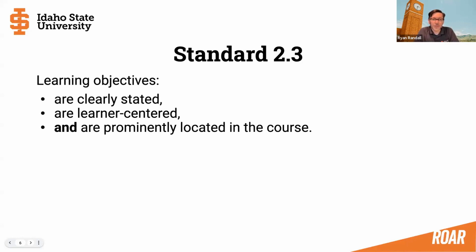And as far as locating objectives prominently in the course, you want to make sure to include them at points of the course in the learning management system where students are most likely to perceive them. So for course level objectives, you might have them in the course introduction, in the syllabus, or perhaps even in both. This is one place where repetition is very beneficial.